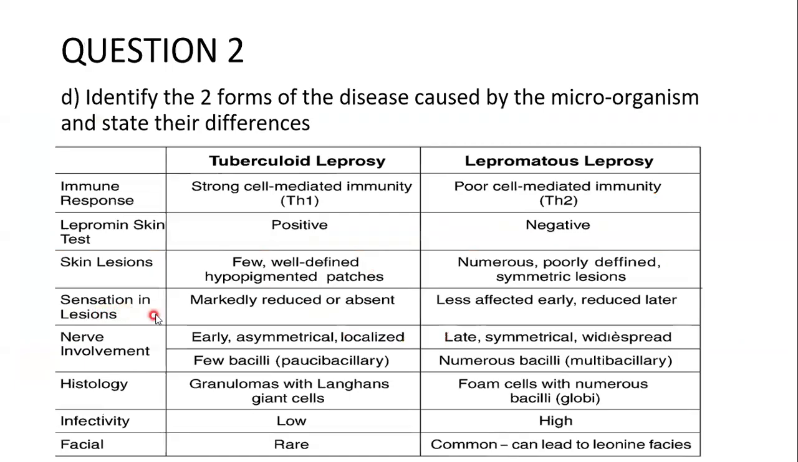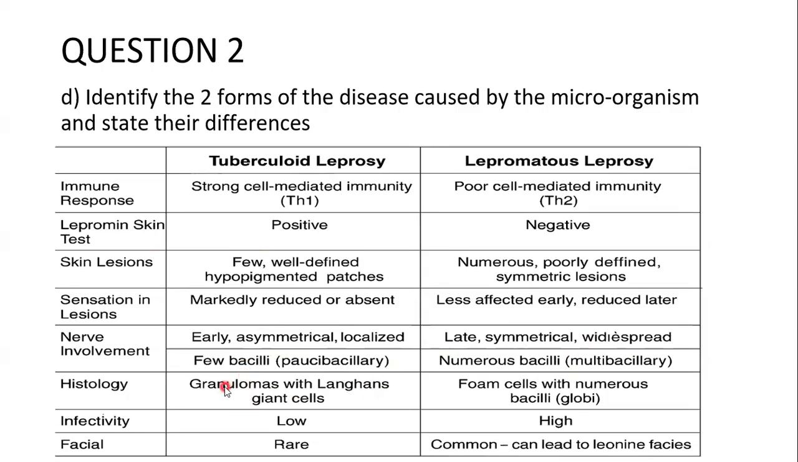Sensation in lesions. In tuberculoid, it is markedly reduced or absent. In lepromatous, it is less affected early, reduced later. Nerve involvement. In tuberculoid, it is early, asymmetrical, and localized. For lepromatous type, late, symmetrical, and widespread. In tuberculoid, they have few bacilli. It's usually referred to as paucibacillary. And for lepromatous, in the nerves, there are numerous bacilli.